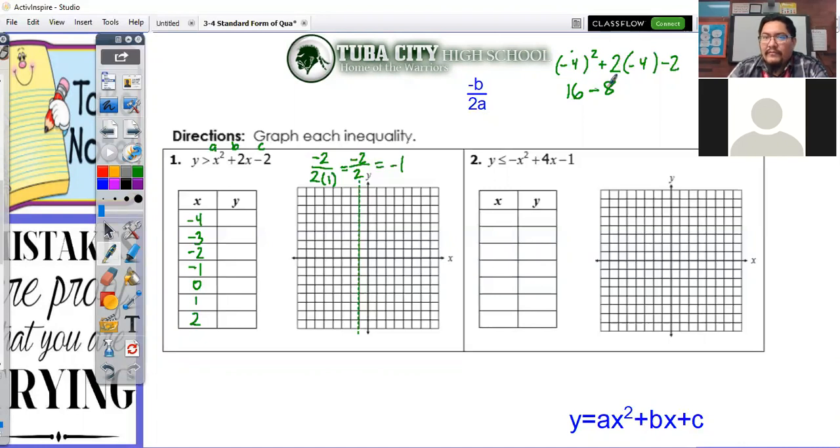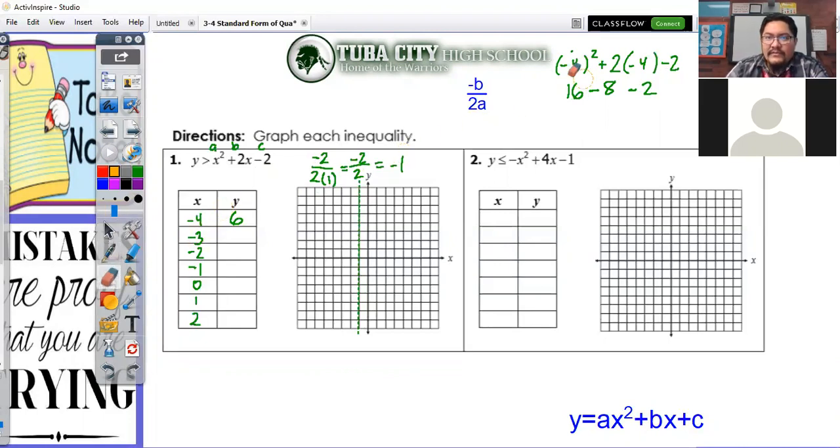2 times -4 would be -8. And -2. So then put this together. So 16 minus 8 would be 8 minus 2. So we would have 6. So I'm going to put 6 right here on the first one. So that's our first output.